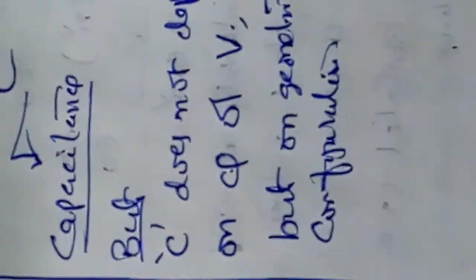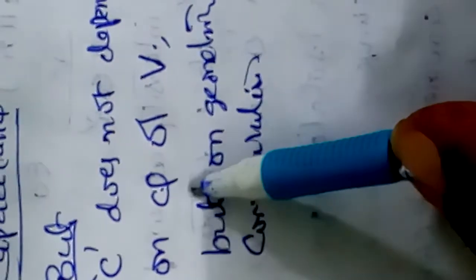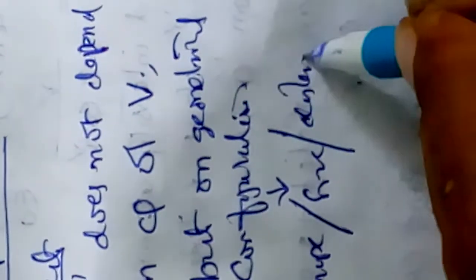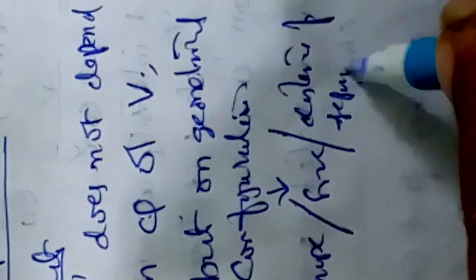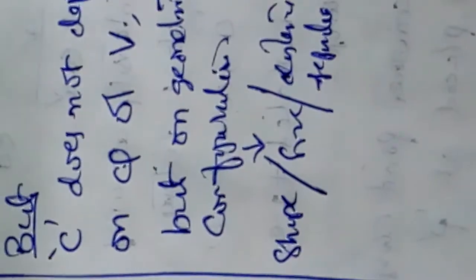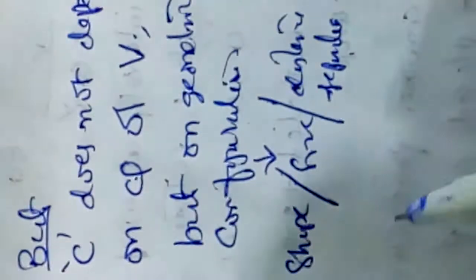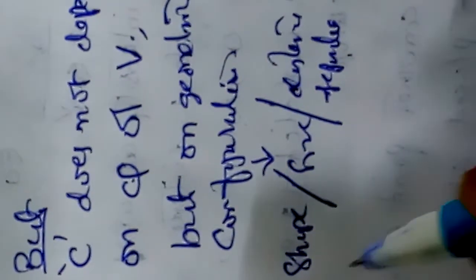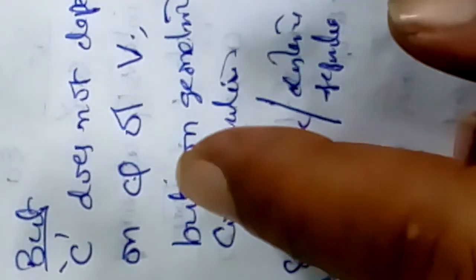What does it mean? The capacitance of a capacitor does not depend on either charge or voltage. It depends on the shape, the geometrical configuration, which means it can be shape, size, or distance of separation of the conductors. And C, the capacitance, also does not depend on the nature of the material of the conductors. What type of materials you use to prepare the conductors also doesn't matter here.